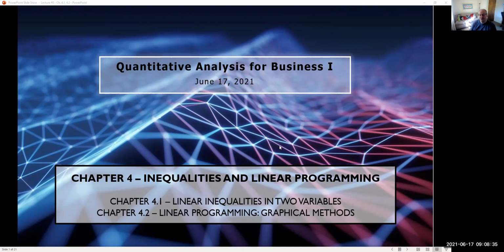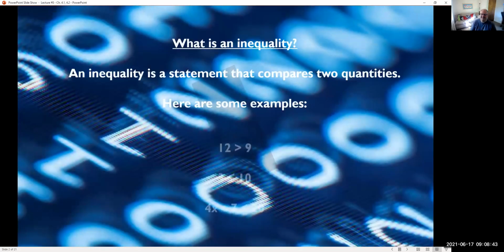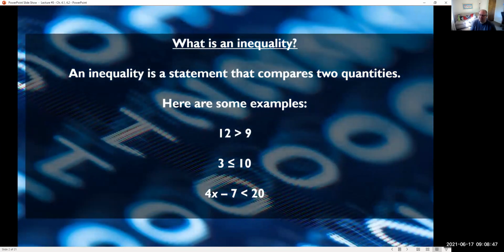All right, so today we're going to start by talking about an old topic, something that you learned a while back, how to graph a linear inequality. So what is a linear inequality? Let's start with that. Well, an inequality is a statement, just like an equation is a statement. It's a true or false statement.